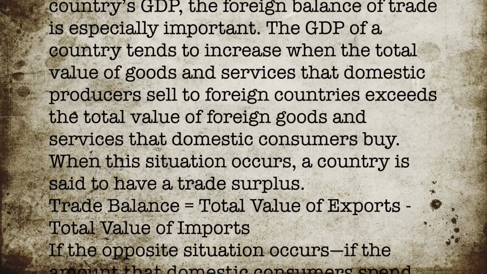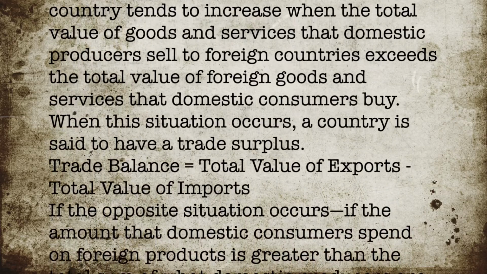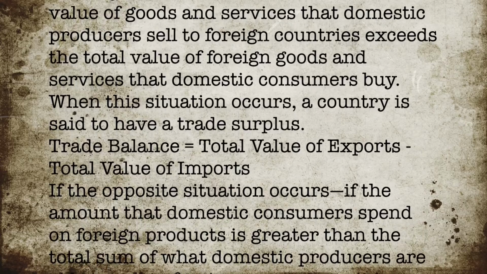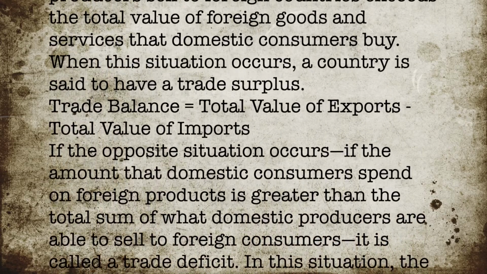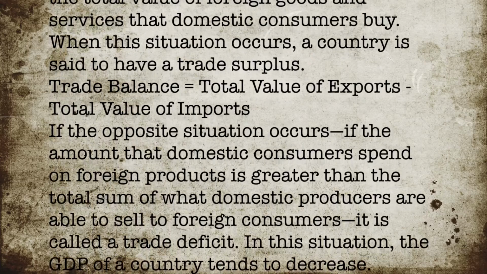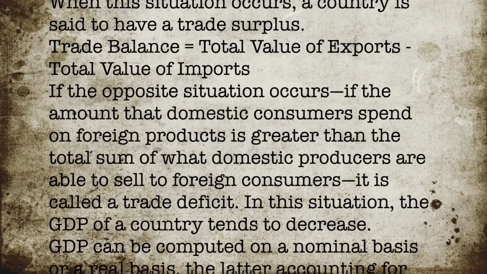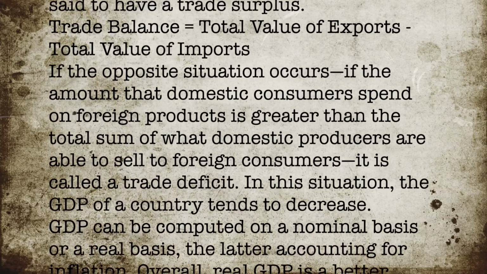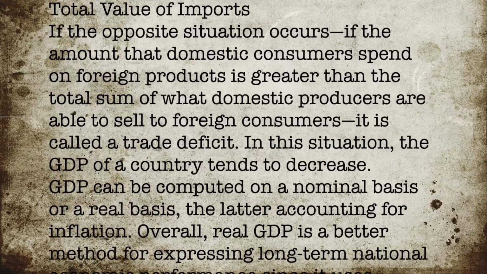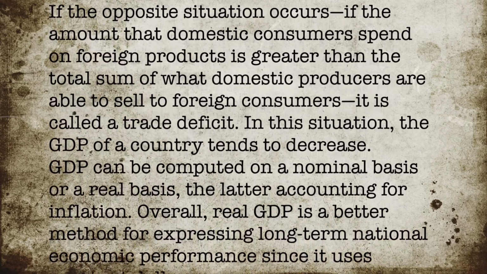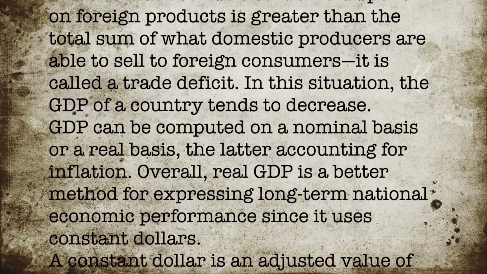If the opposite situation occurs, if the amount that domestic consumers spend on foreign products is greater than the total sum of what domestic producers are able to sell to foreign consumers, it is called a trade deficit. In this situation, the GDP of a country tends to decrease. GDP can be computed on a nominal basis or a real basis, the latter accounting for inflation. Overall, real GDP is a better method for expressing long-term national economic performance since it uses constant dollars.